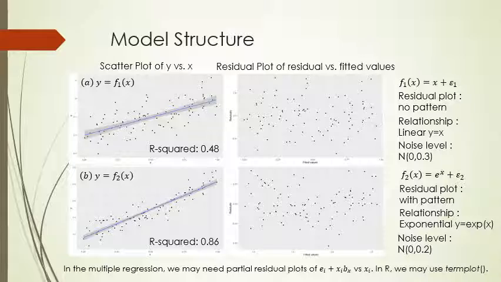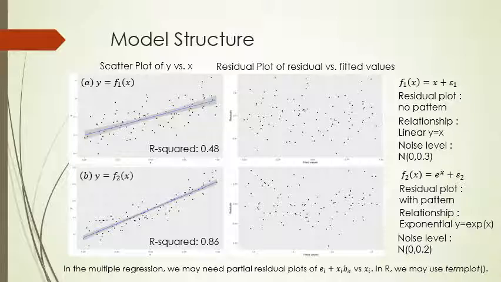Now let's look at the two functions. f1 has an underlying linear relationship of y equals x and a noise with a standard deviation of 0.3, while f2 has an underlying exponential relationship of y equals e^x and a noise with a standard deviation of 0.2. The lower noise level in f2 makes the R-squared in f2 much larger than the R-squared in f1.